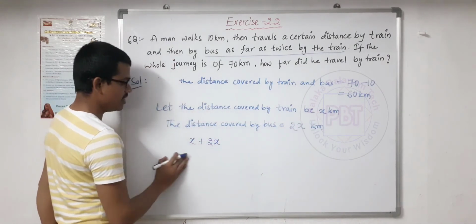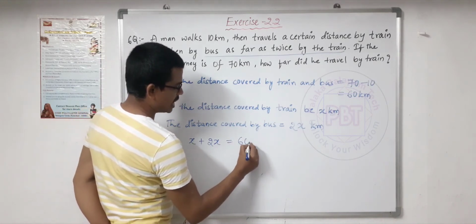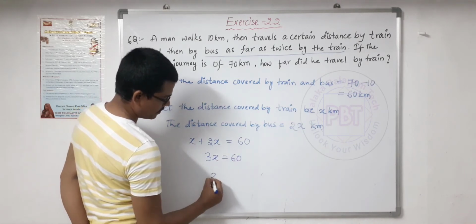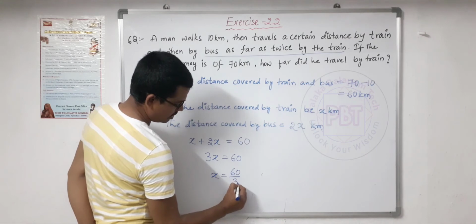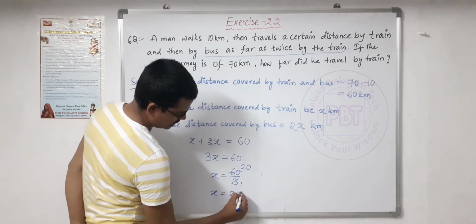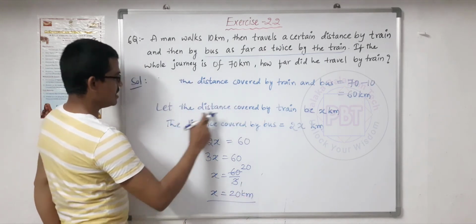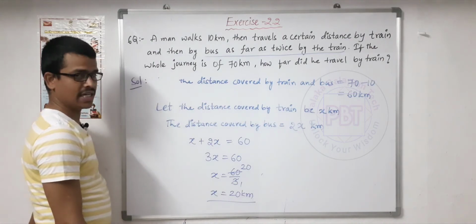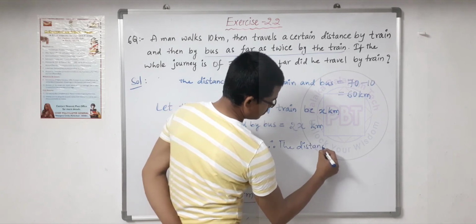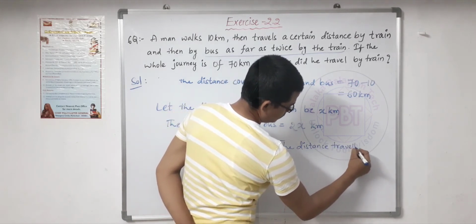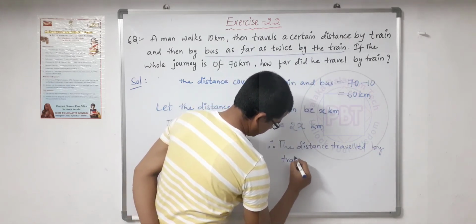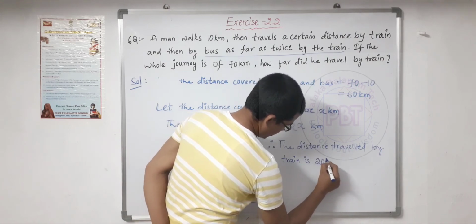So according to the question, x plus 2x equal to 60 kilometers. X plus 2x is 3x. 3x equal to 60, x equal to 60 by 3. 3 ones are 3, 3 twos are 6. So x is 20 kilometers. X is nothing but the distance covered by the train. Therefore, the distance traveled by train is 20 kilometers.